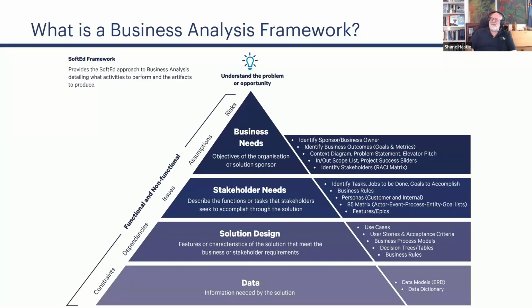And as we look at it, down the right are some key factors: constraints, dependencies, issues, assumptions, risks, all related to the product, the initiative, the project that is being worked on. It starts with some mechanism to understand the problem, the opportunity, the business needs. Now, down the right, you see a long list of different techniques and tools.